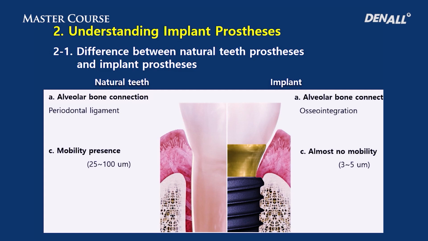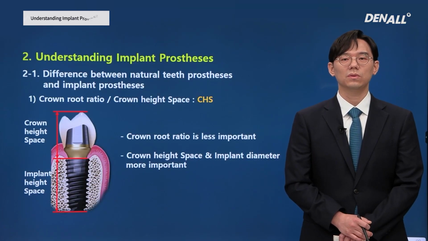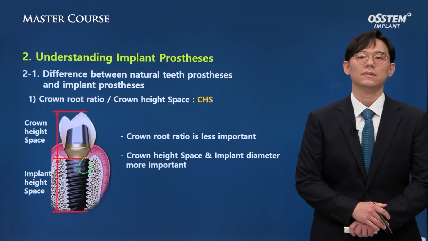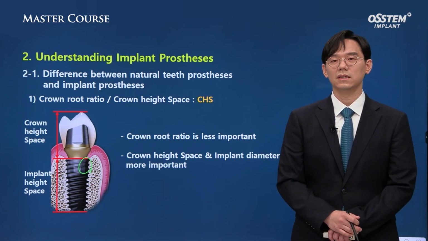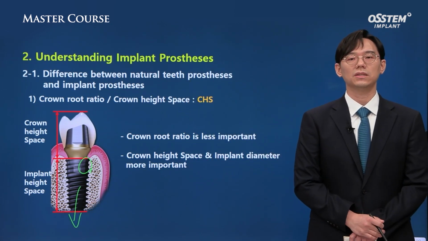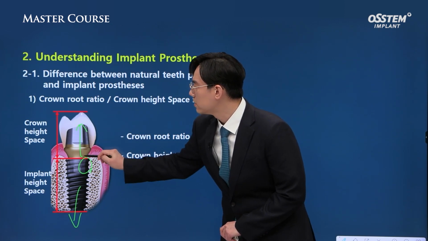Implant is different from natural teeth. Between natural tooth and alveolar bone, there is PDL and mobility of 25 to 100 micron is allowable, but because bone and implant are in direct contact, there is no mobility, and the stress is concentrated on the superior part of implant. And the implant to crown ratio compared with natural tooth is less important. Just because the length of implant continues to grow does not mean increased stability.